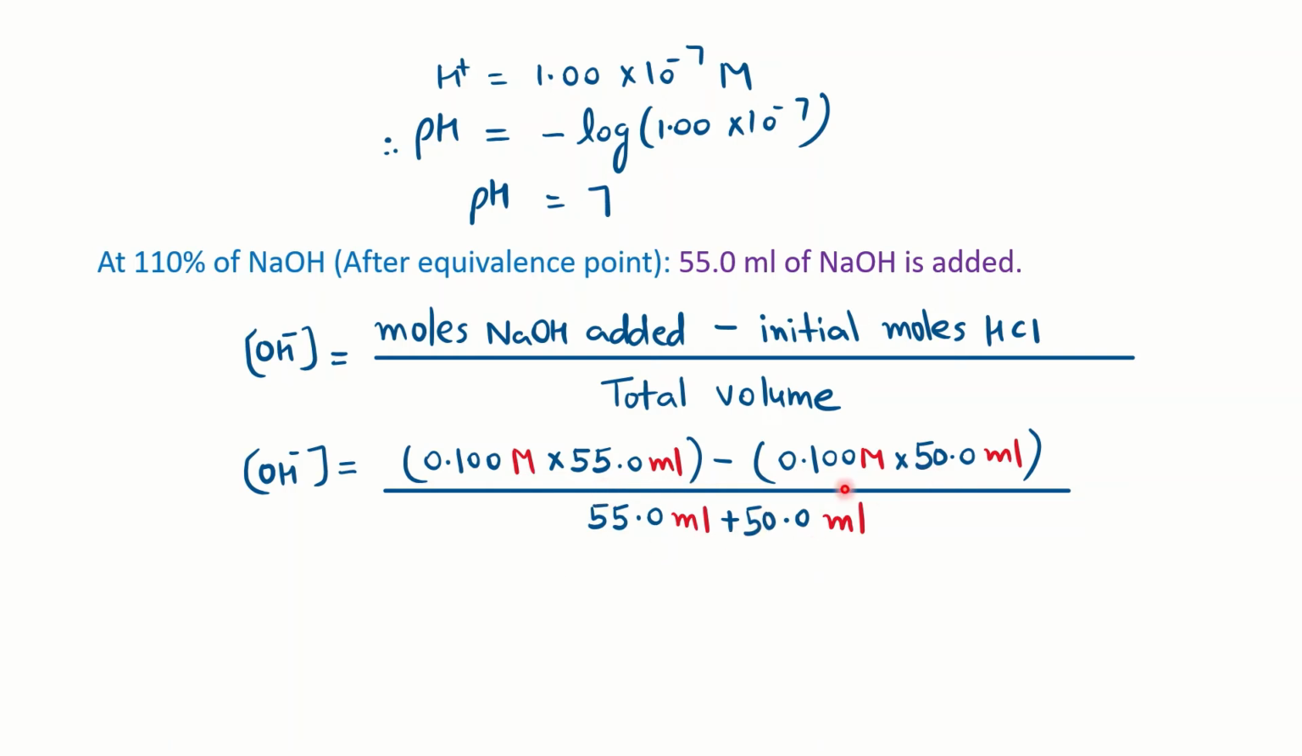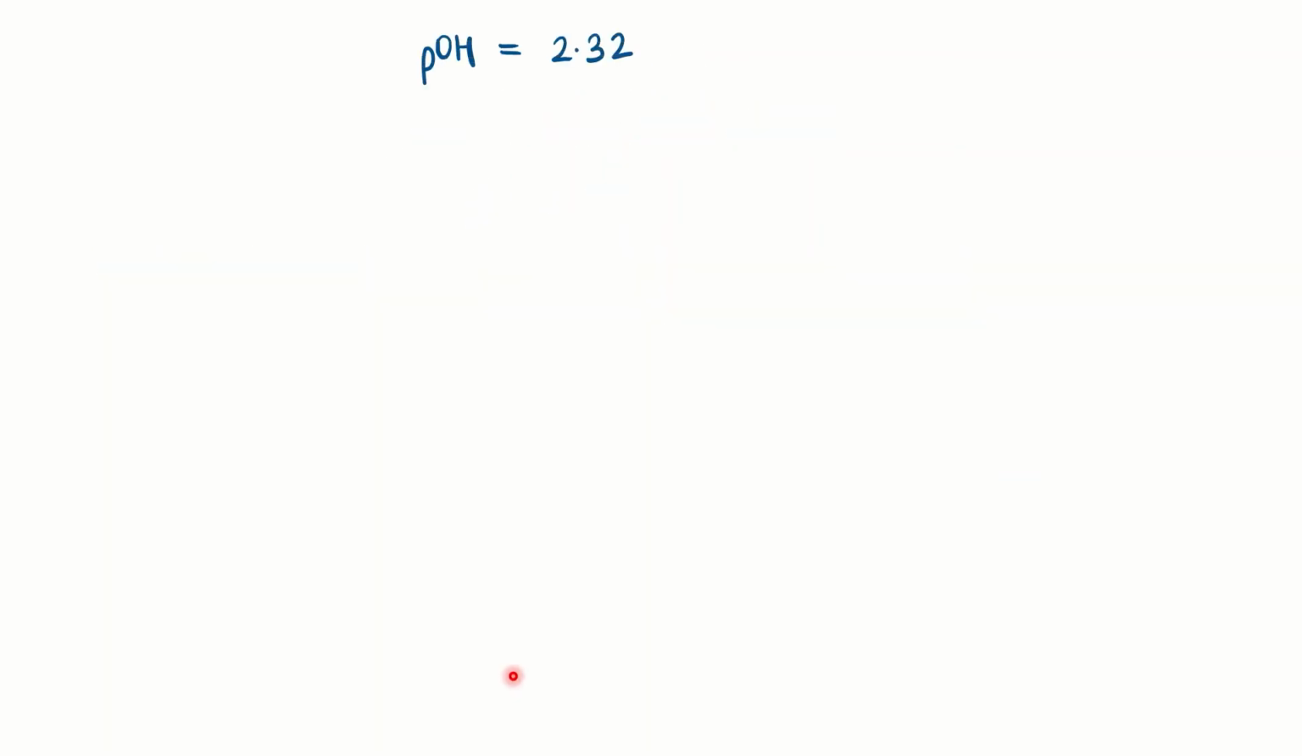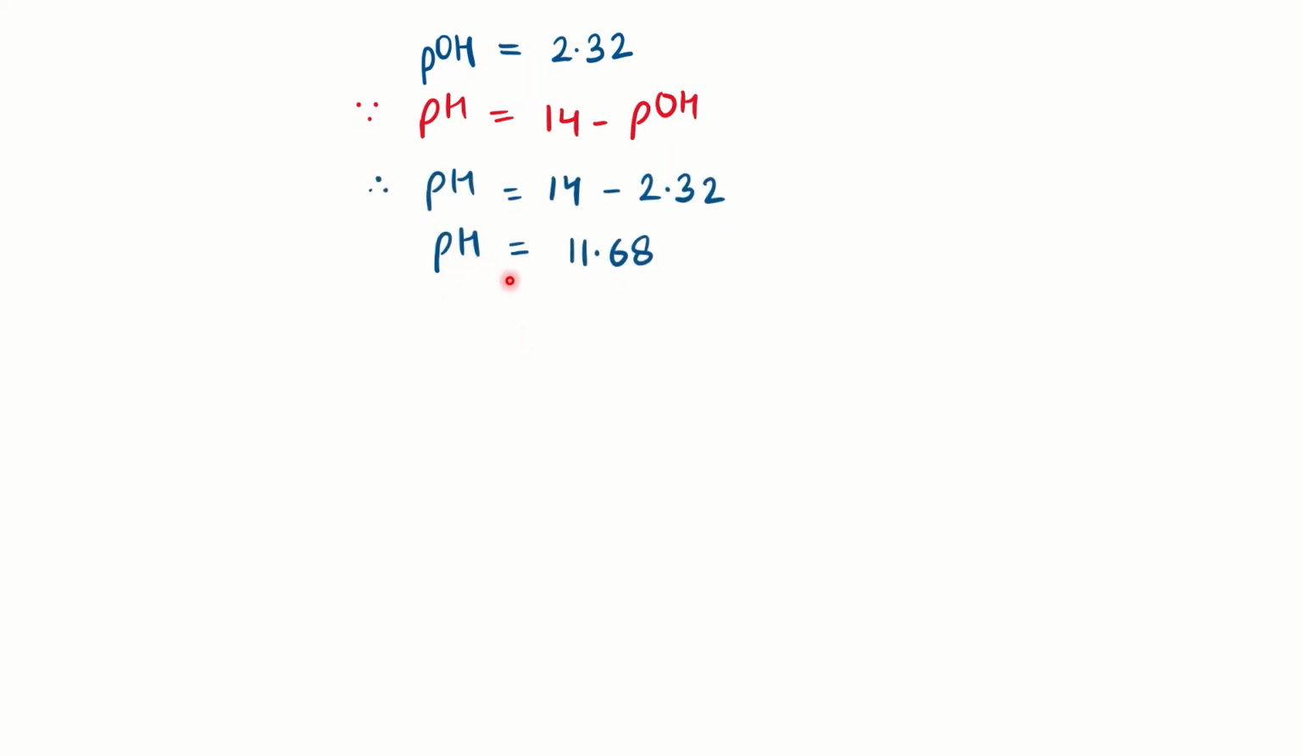So you can see the volume here, 55, I have changed here. Medium is basic, so you are getting the OH minus concentration. You have calculated pOH, right? So we need to find out the value of pH. We know the relationship between pOH and pH: pH is equal to 14 minus pOH, and you can find out the pH value is 11.68, which is basic, alkaline medium, right? Above 7 it is basic.